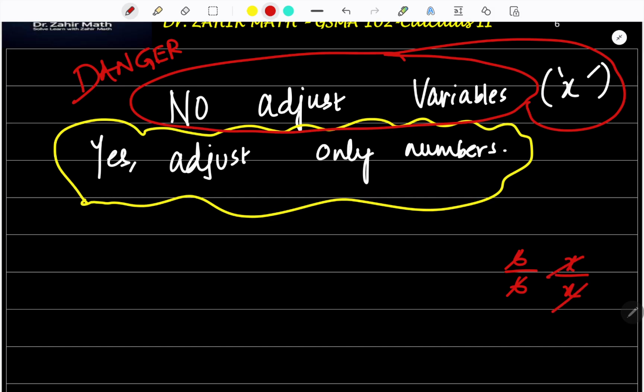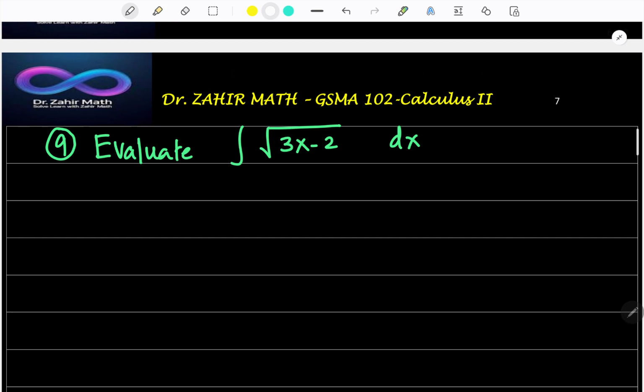No, no, no. Keep in your mind, variables are not adjusted. Okay, right. So let's go to the next question. Evaluate the integral of square root of 3x minus 2 times dx. Okay, so let's go to the solution.